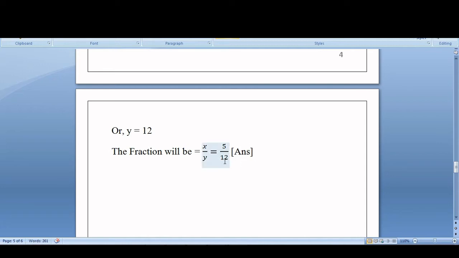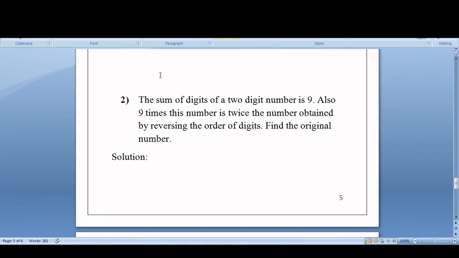So you can see over here the problem is very simple. We have to first construct an equation and then solve it by any of the methods. Now let's solve another problem.